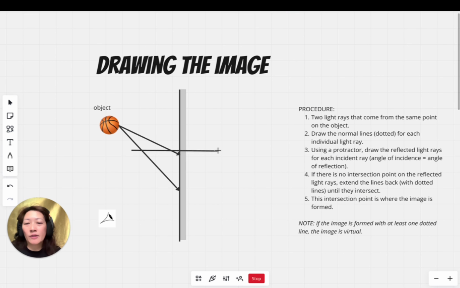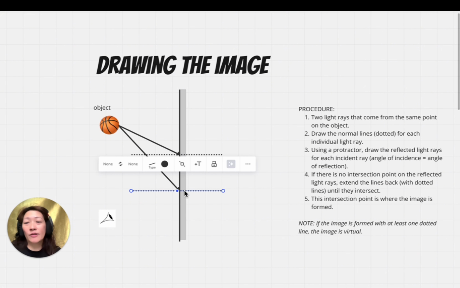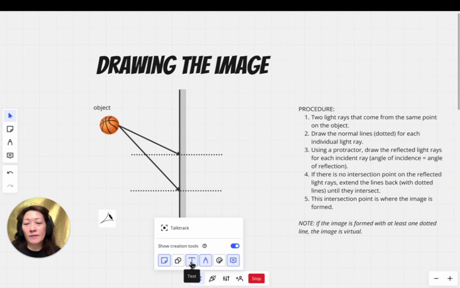So I'm going to draw the normal line here. I'm just going to shift it so that it is aligned with the position here. And I've put the normal line here as dotted lines just to make it clear that these are not light rays. These are actually normal lines. I'm just going to label it as well.